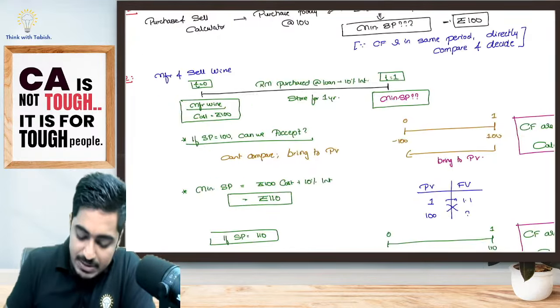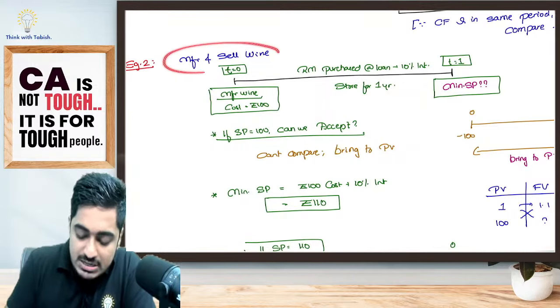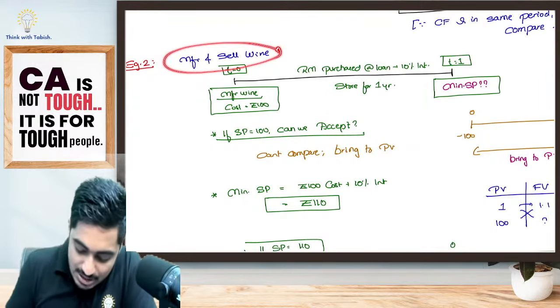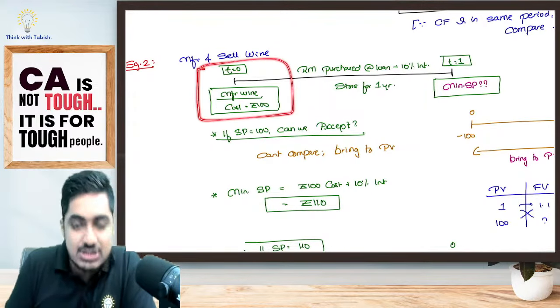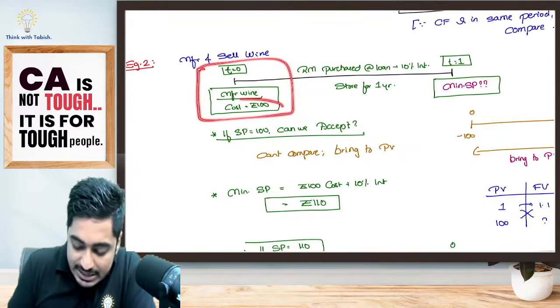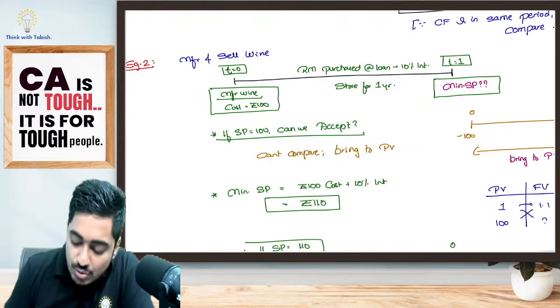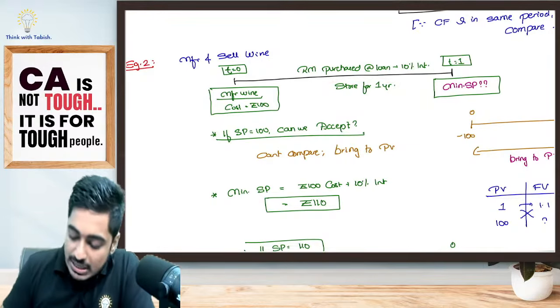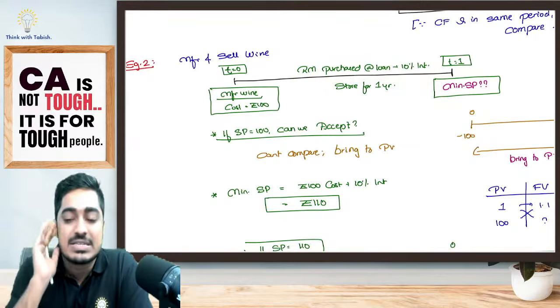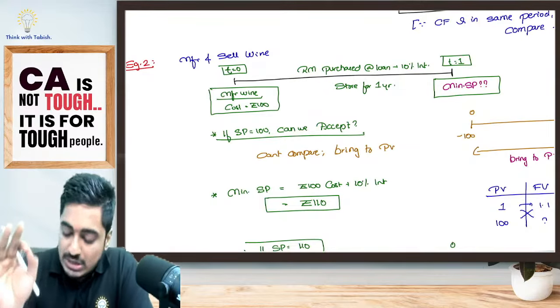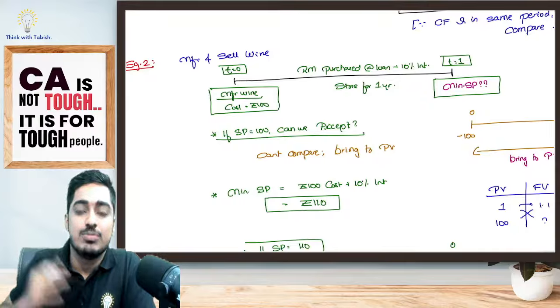Just a very simple example. Imagine I decided we are going to manufacture and sell wine. So today, I purchased all the raw materials, I manufactured wine, I incurred 100 rupees cost. But wine, I have to store it. So I stored it for 1 year. Now after 1 year, all my raw material I purchased on a loan at 10% interest. I want to know what is the minimum selling price I should be getting.